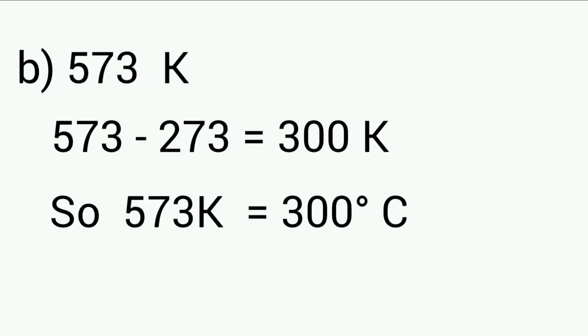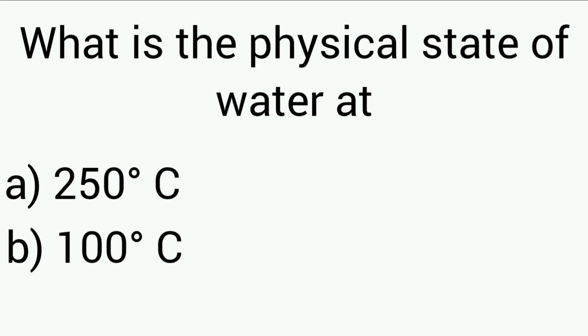Now let us try the second one, that is 573 Kelvin. We use the same formula, Kelvin minus 273 is equal to Celsius. So 573 minus 273 equals 300. That is, 573 Kelvin is equal to 300 degrees Celsius.